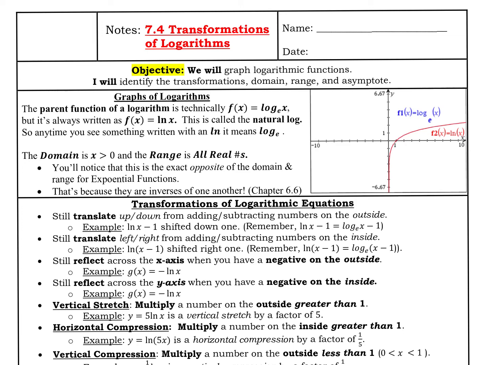Hey everybody, welcome to Chapter 7, Section 4, Transformations of Logarithms. In this video, we're going to look at graphs of logarithmic functions and identify things such as their transformations, as well as their domain, range, and where the asymptote is located.